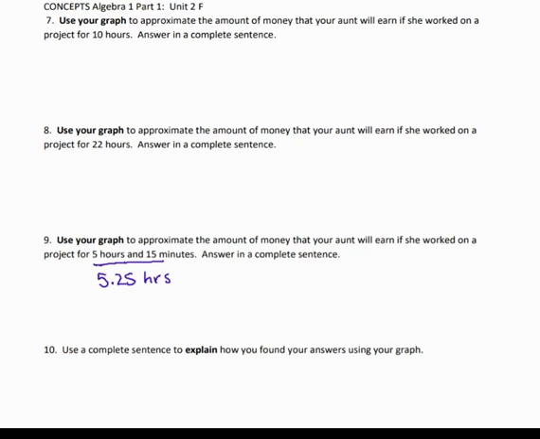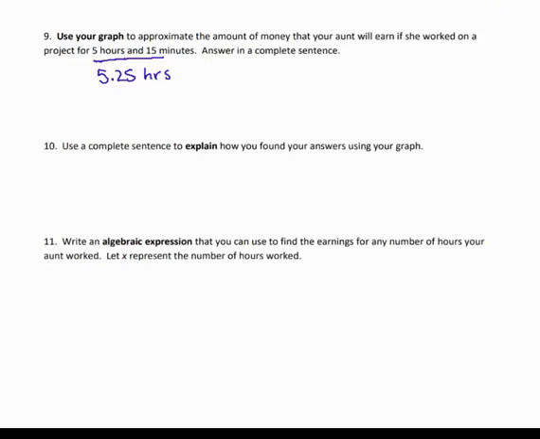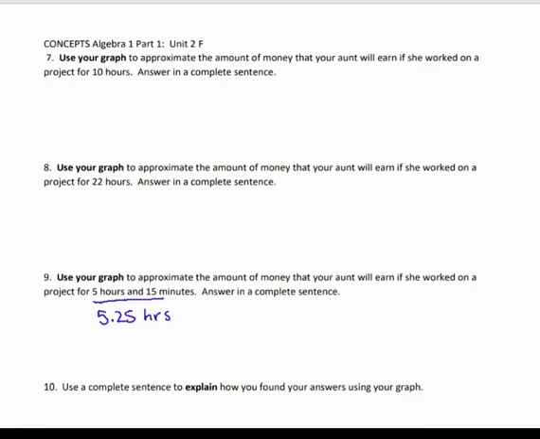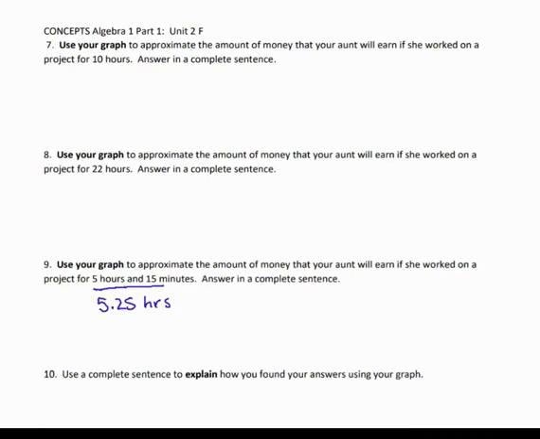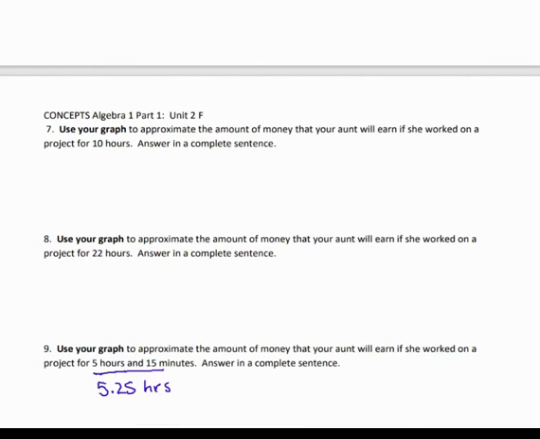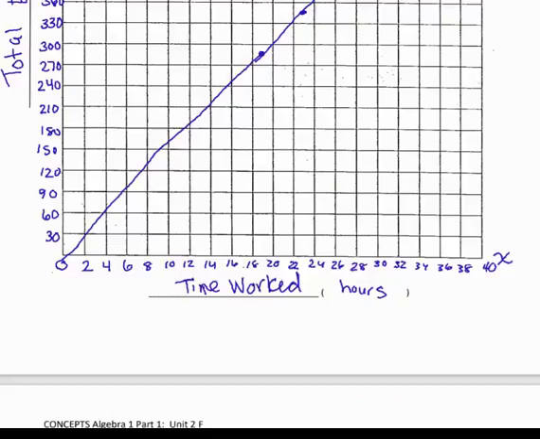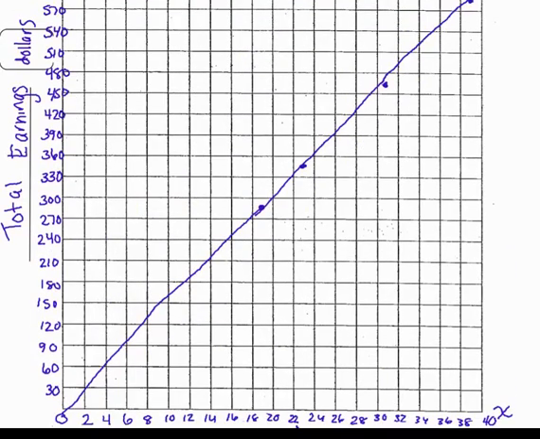Okay, then 10 says explain, 11 then asks you to write an expression. Okay, so we are going to work on this last page until lunchtime. When you come back from lunch, you'll finish it up. I'll give you guys a few minutes and then we'll go over the answers. Any questions? Everybody at home okay? I'll put the graph back up for anyone that's looking. All right, go for it. You'll hear the bell. When the bell rings, you can head off to lunch.